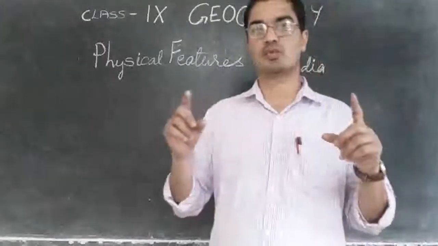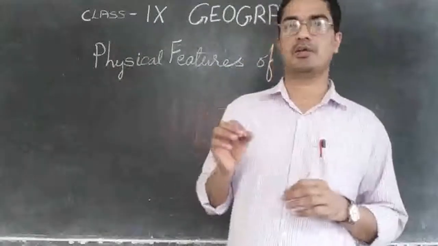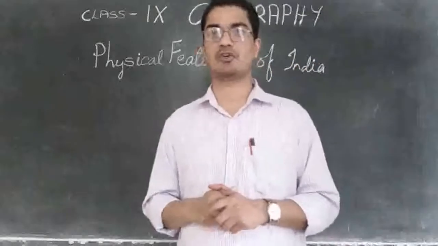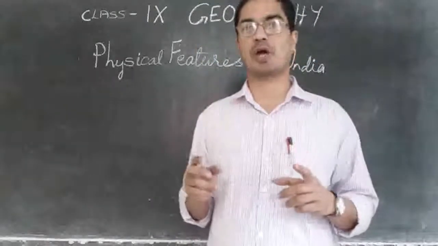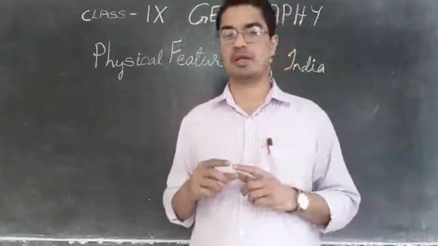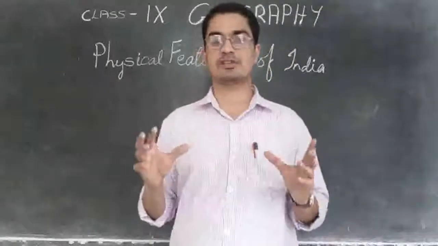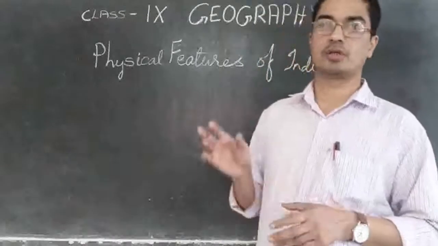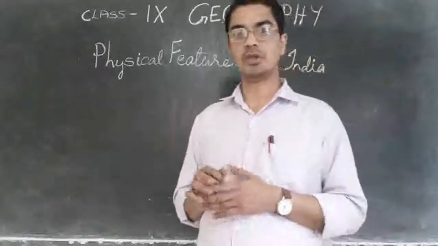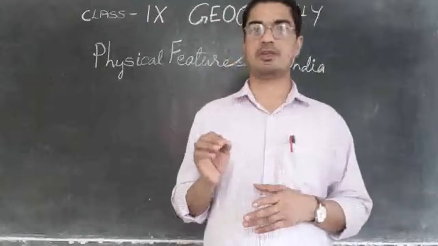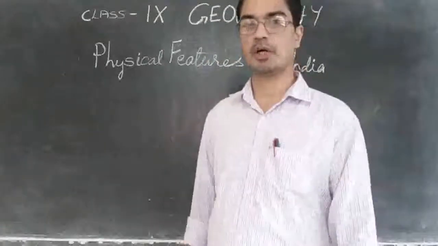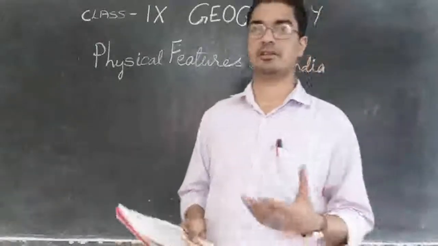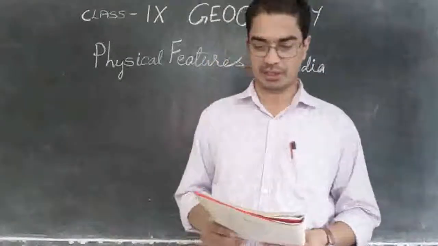Otherwise we will be living in a small geographical area and we will know nothing about the other parts of India. We will be knowing only about our part, the small area where we are living. So our India is a vast country and it is the 7th largest country in the world, and therefore throughout India the land features are not same. Let us see what are the features that are existing in different parts of India.